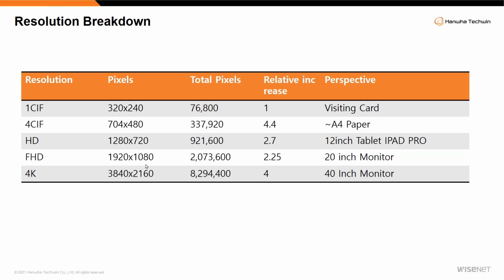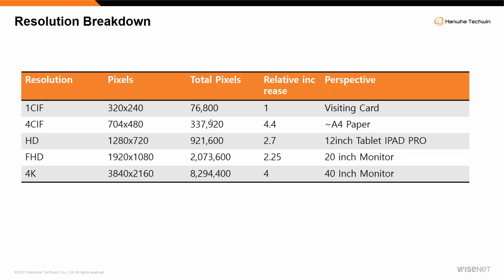Full HD is also referred to as 2 million pixels, 2 megapixel. It is full HD. 4K is 8 megapixel or 8 million pixels. Okay, now higher the resolution, what is the challenge? More data, more number of pixels, more Mbps, more throughput, more bandwidth, everything is more. Okay, the data sent is much more.